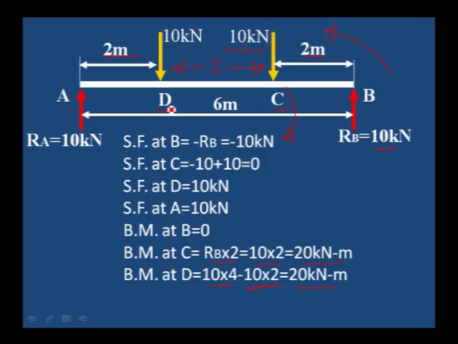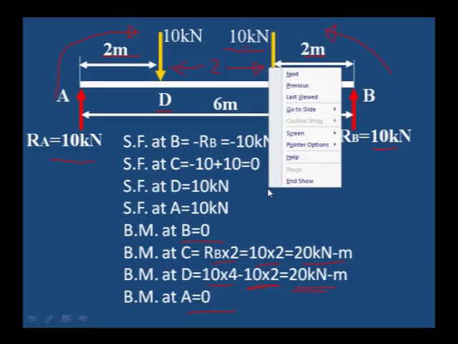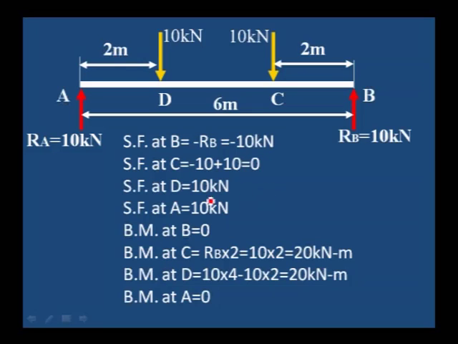Or we can calculate the bending moment at D from the left side, that is RA into distance, 10 into 2, 20. We can calculate the bending moment from the right side or the left side. Bending moment at A point is 0. Bending moment at B is 0, bending moment at A is also 0. Now we have the values of shear force and bending moment at the salient points A, D, C, B.